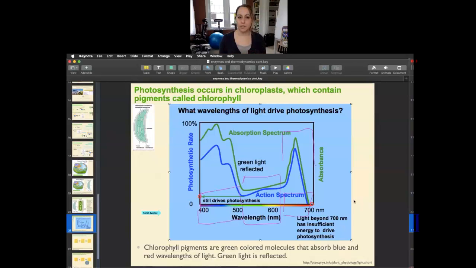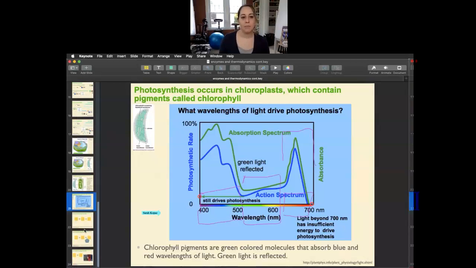So shaded plants in particular, they might not be as green, and they might start producing pigments besides chlorophyll so that they could absorb more wavelengths of light because they're not getting as much light overall. And we'll come back to this next week when we talk more about photosynthesis.